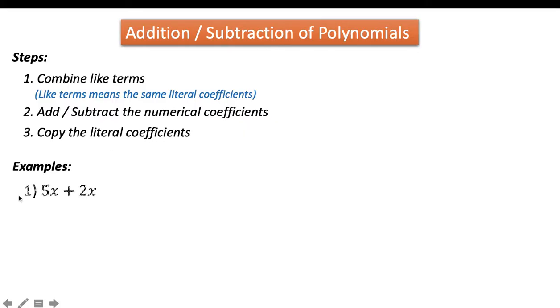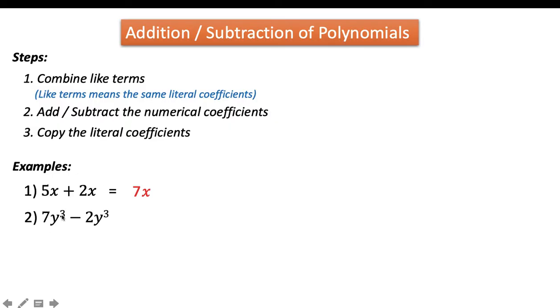Let's get started. Let us take this example number 1. 5x plus 2x. Since the variables or literal coefficients are the same, it means 5x and 2x are like terms. So we can now proceed to step 2, and that is by adding the numerical coefficients. 5 plus 2, that is 7. Then step 3, copy the literal coefficient, which is x. So our final answer is 7x.